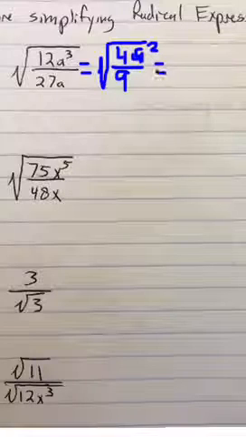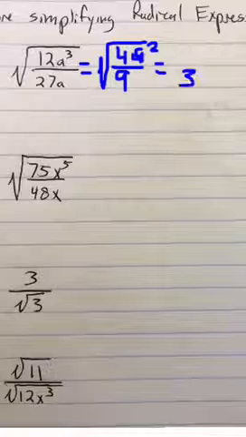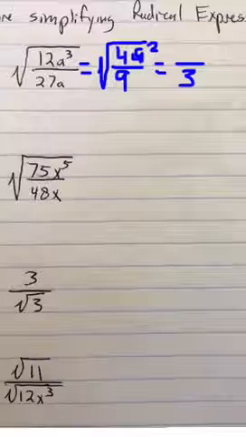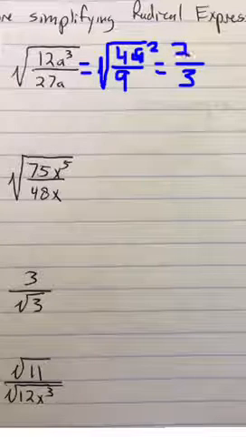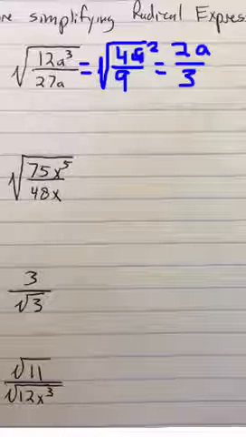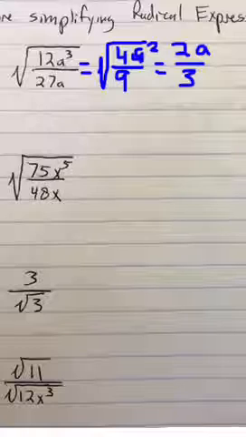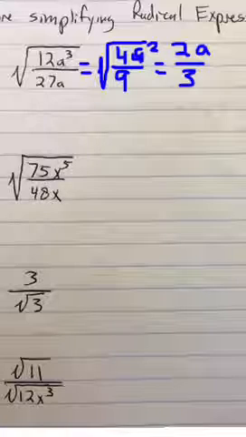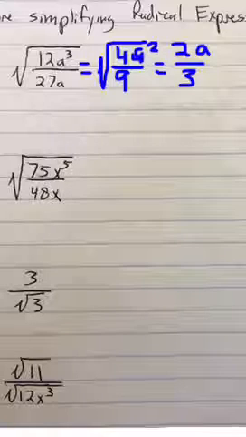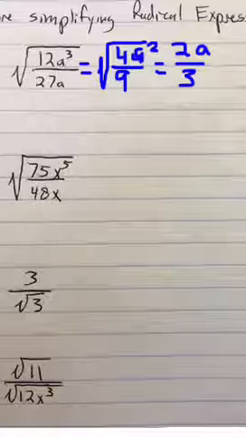Now, we're just going to finish this up. We can do the square root of 9, which is 3. And we can do the square root of 4, which is 2. And the square root of a squared, which is a. So for the first example, even though we have a fraction underneath the radical, you're basically doing the square root of the numerator and the square root of the denominator, each piece. And this one works out great because we get the square root to go away. We have 2a over 3 as our final answer.